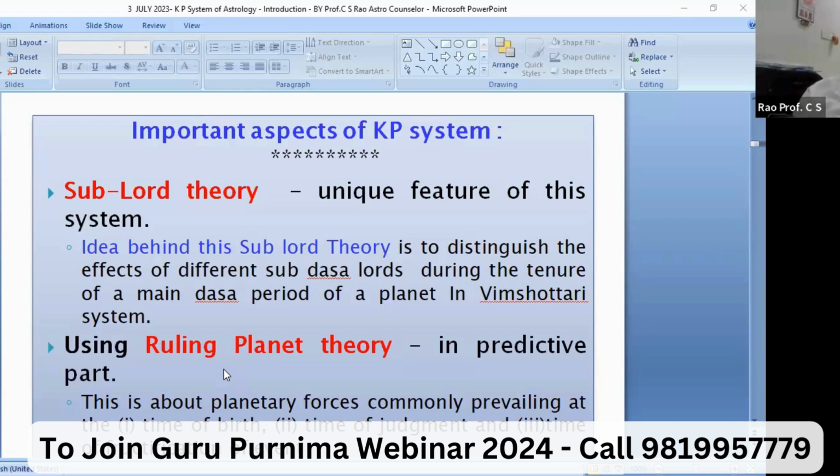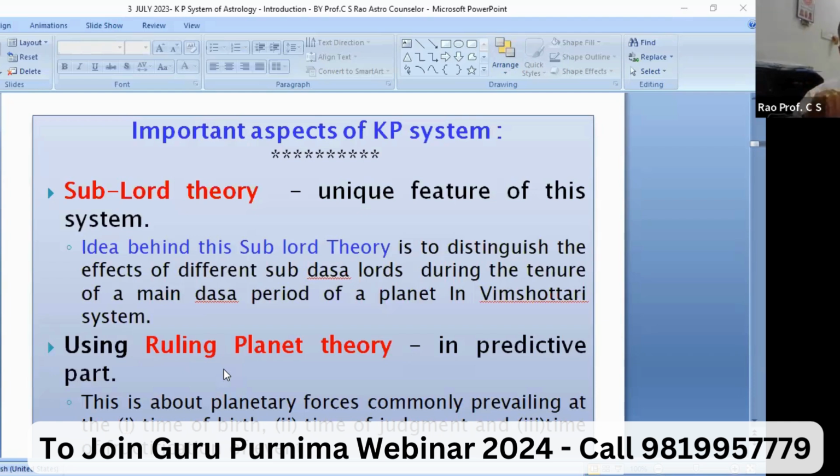I may go wrong if I tell orally. So what is that sublord? There are 3 points governing the Bhavasputa: sign lord, star lord, and sublord. Suppose any planet is in a particular cusp, at a particular degree; there is a sign lord, a star lord, and a sublord also. These 3 are governing the Bhavasputa or a planetary sputa.